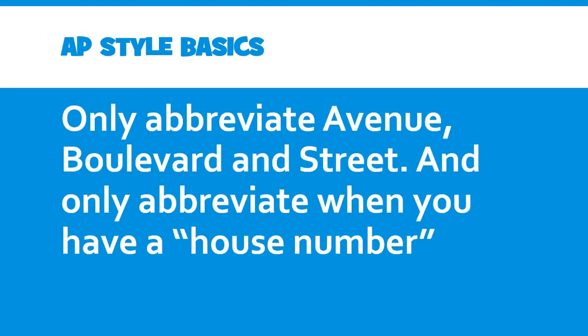Here it goes. You will only ever abbreviate avenue, boulevard, and street. And you'll only abbreviate those when you have a house number. So avenue, boulevard, and street are the only ones you will ever abbreviate. I try to remember it as ABS or Anti-Lock Brake System. That's just kind of how I remember it, but your mileage may vary.